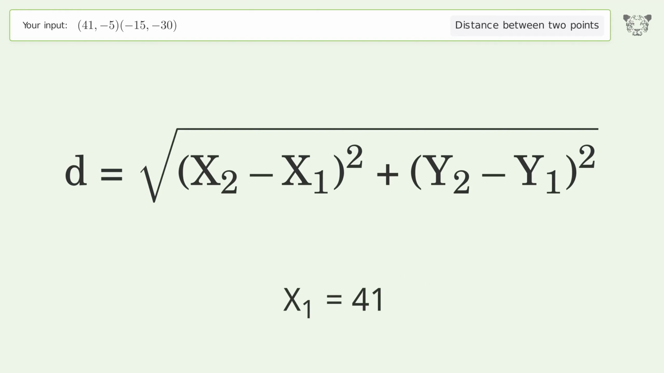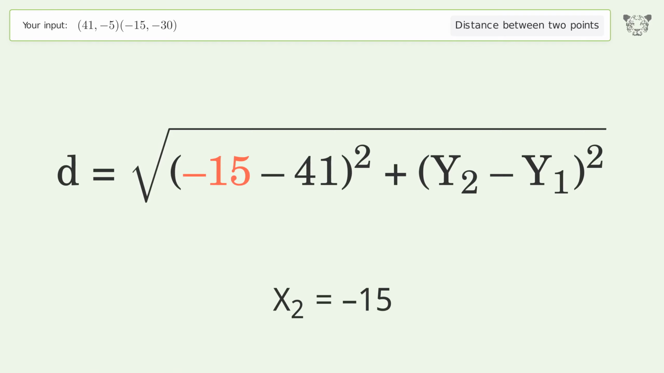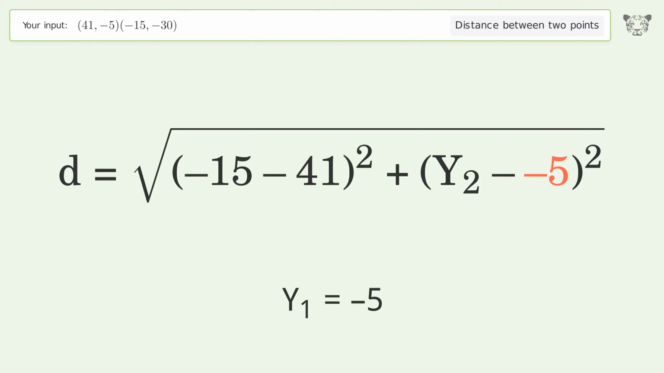x1 equals 41. x2 equals -15. y1 equals -5. y2 equals -30.